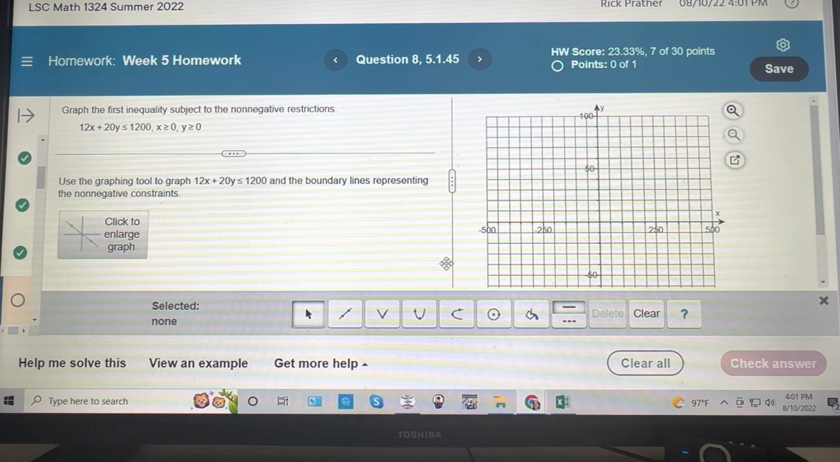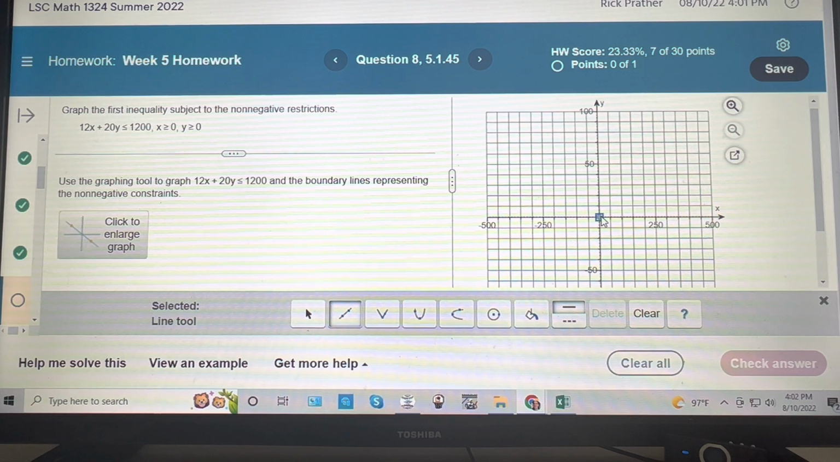So what you can do is immediately use the line tool and click any 2 spots on the y-axis. That'll be a solid line for this. And then do it again for the x-axis. That's this one.